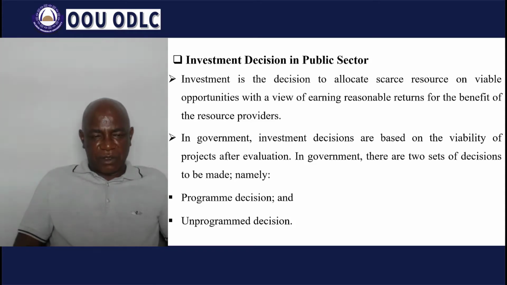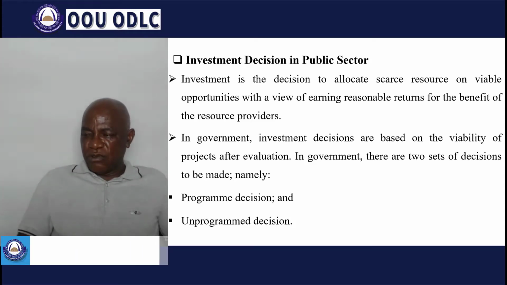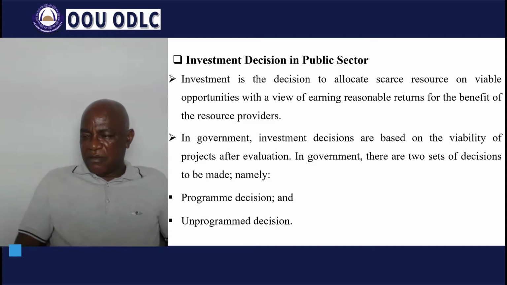We also want to find out what will be the likely benefit that will accrue if we invest in such projects. And there are competing projects. So out of the many competing projects, which one do we want to pick? Which one do we want to implement? There are many ways by which we can evaluate the investment proposals before us for the purpose of picking the one that will be the more viable. In government, investment decisions are based on viability of projects after proper evaluation.